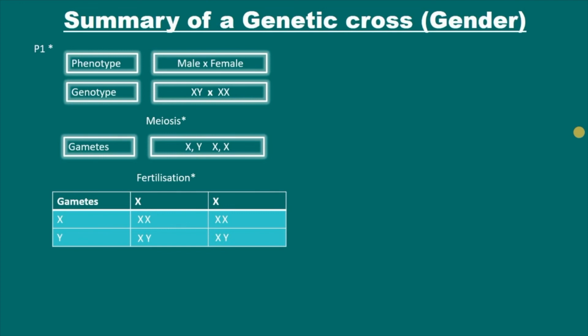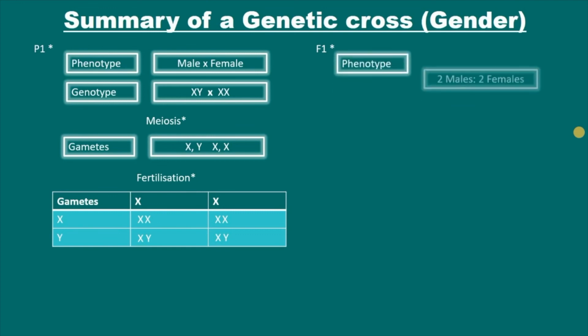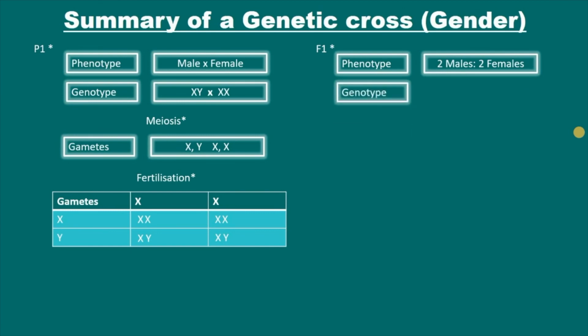So then you have F1, which is your first generation. You write the phenotypes. You have two males and you have two females. And then the genotypes, you have two XY chromosomes and two XX chromosomes. And that will be the representation of your format of the genetic cross and how to get the gender of the offspring.